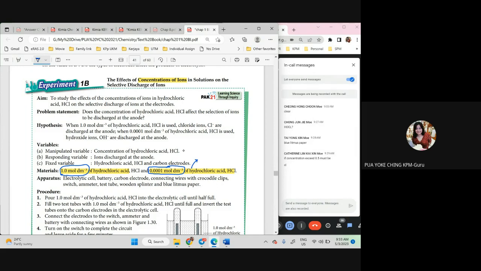So, answer is 0.0001 mole DM minus 3. Soalan ini pernah keluar 2 kali. Kali pertama, it must be this value and very dilute. Sebab ada some of the students, mereka tak bagi concentration, dia bagi word. So, dia kata this one is concentrated. So, another one, you use a dilute one. Dilute dia tak terima, dia kena terima very dilute.